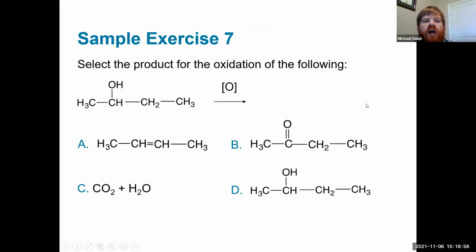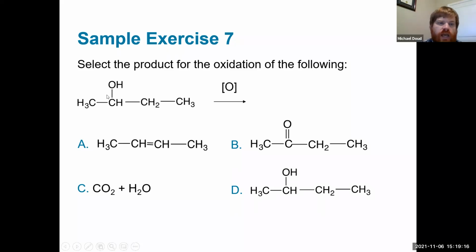Okay, let's go ahead and give it a shot. For sample exercise number 7, select the product that's correct for the oxidation of this alcohol. So look at the alcohol, look what's going to happen as it gets oxidized, and come up with what the answer should look like. So go ahead, pause the video. When you come back, we'll take a look at the answer.